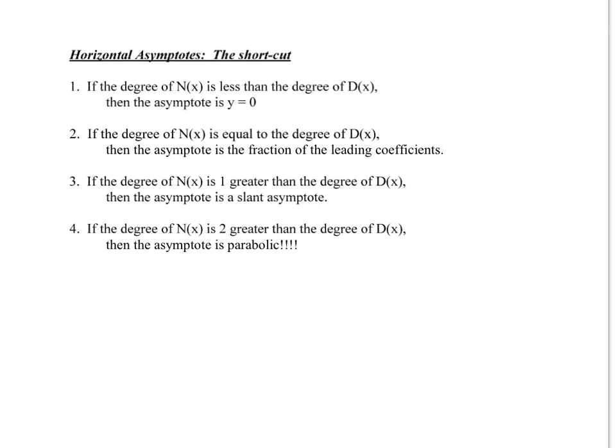If the degree of the numerator is 1 greater than the degree of the denominator, we have a slant asymptote, and we find the slant asymptote by dividing the denominator into the numerator. And lastly, just keep in mind, if the degree of the numerator is 2 more than the degree of the denominator, then we have a parabolic slant asymptote. Okay?